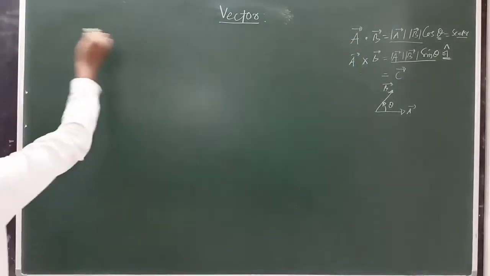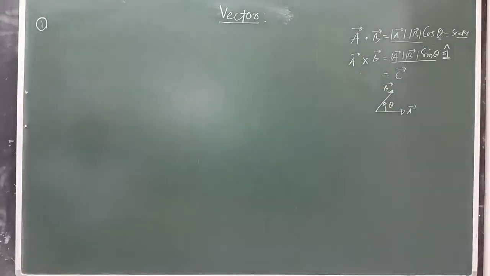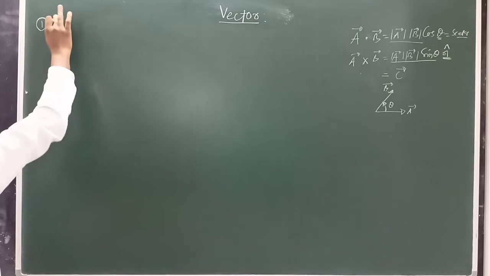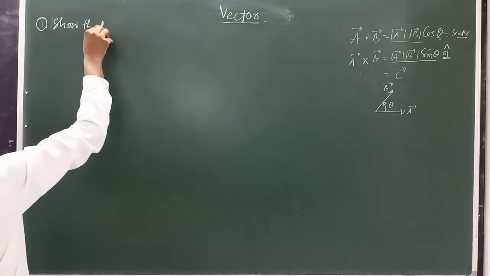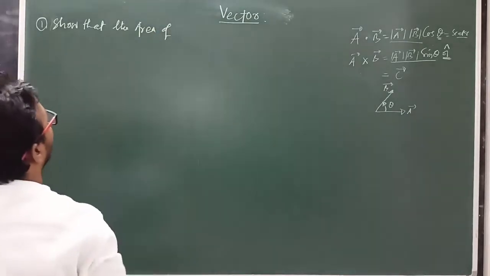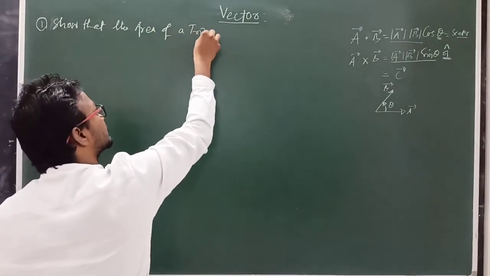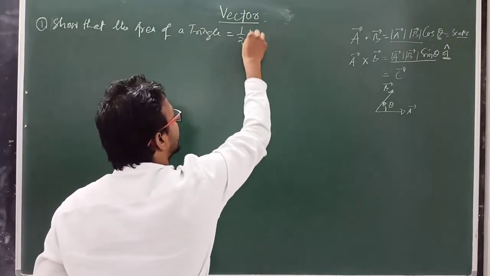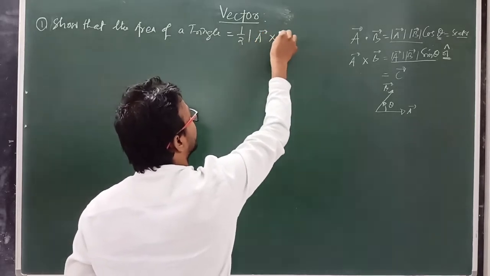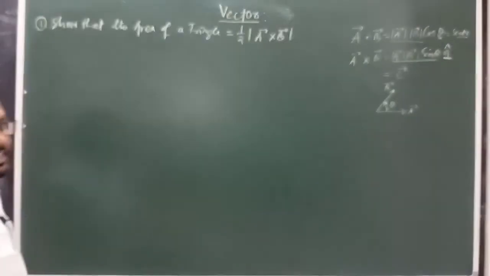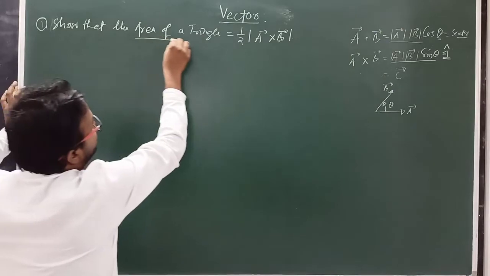So the first application we have to find is the triangle law, or the question may ask to prove that the area of a triangle equals half of the total magnitude of the cross product of a cross b. We have to prove that. Clear? That means we have to show the area of the triangle.